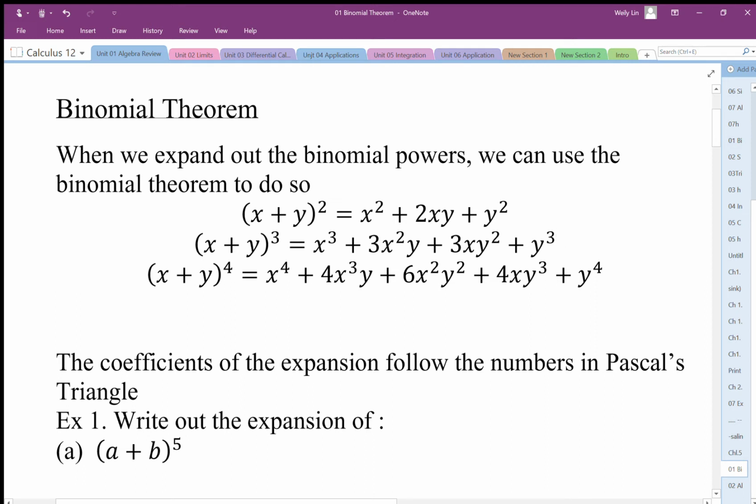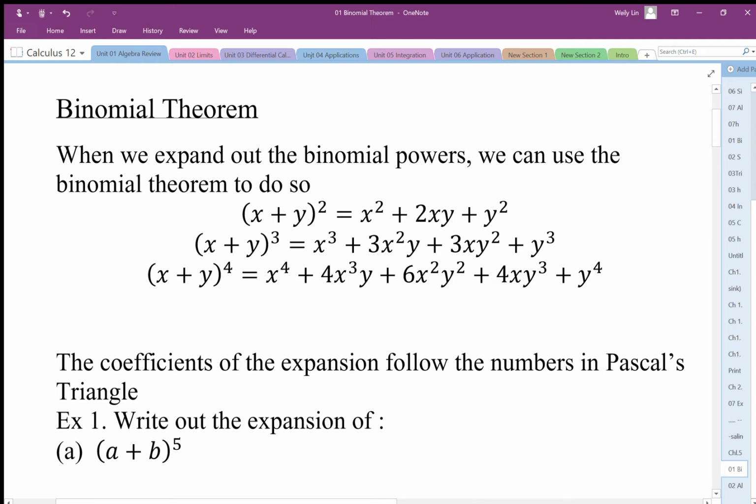Now, you may see some sort of patterns evolving here. One of the ones that you might see is this power on x seems to descend from 2, 1, and in fact, you can put power 0 there. For 3, it goes 3, 2, 1, 0, 4, 3, 2, 1, 0. And you could also see the reverse is happening for y. So the y's go 2, 1, 0, 3, 2, 1, 0, 4, 3, 2, 1, 0. Okay, so that's one part of the binomial theorem, if you can recognize the pattern of the powers.